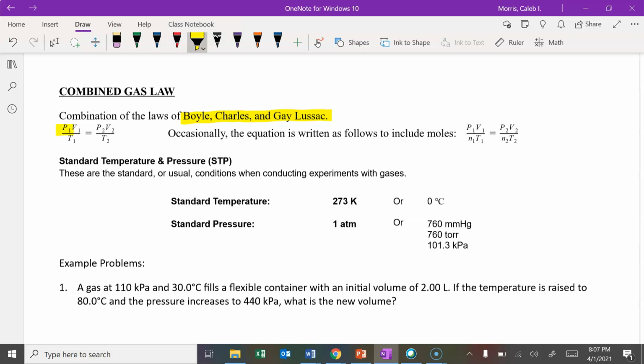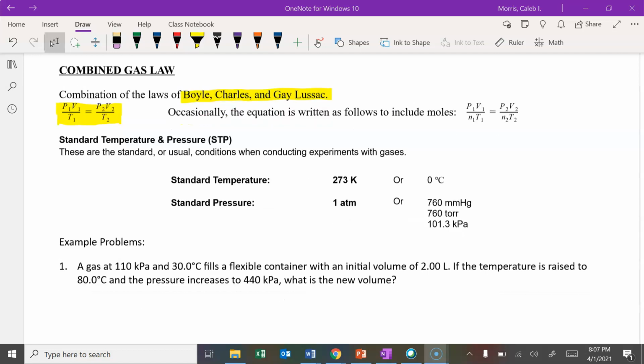This is the version you're going to see on the test that's going to be the most useful to you. P1V1 over T1 equals P2V2 over T2. And it really relates all of the laws to each other. It relates pressure, volume, and temperature all to each other. A couple things to remind ourselves of.